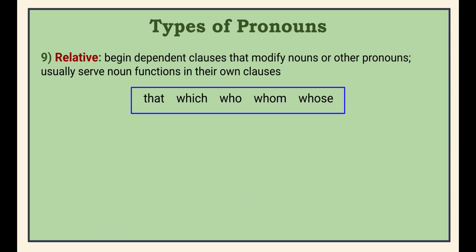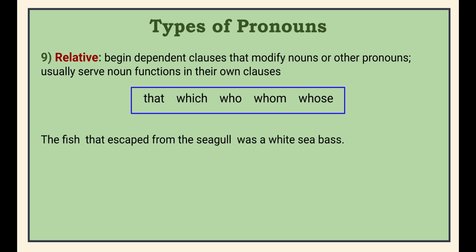Our final type of pronoun is called relative. Relative pronouns begin dependent clauses that modify nouns or other pronouns, and they usually serve noun functions in their own clauses. The next unit on adjective clauses will go into more detail about relative pronouns, but I'm going to introduce them to you now.